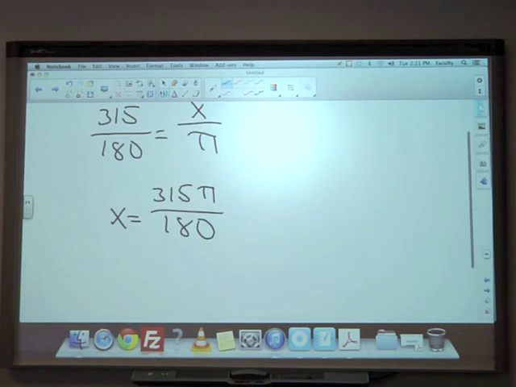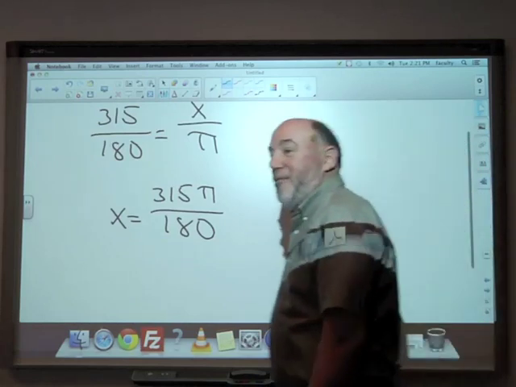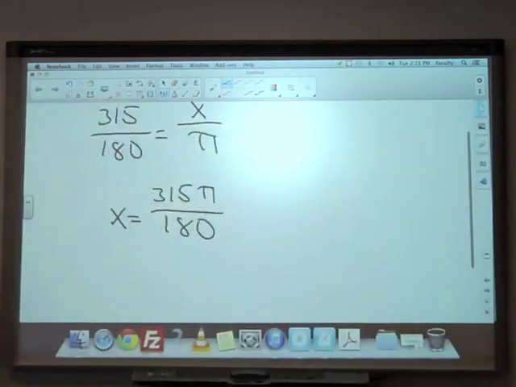So what is 3 plus 1 plus 5? It is 9. What is 1 plus 8 plus 0? Is it also 9? Right. And now, I also know right away that 45 can go into both, because 5 goes in there, 9 goes in there. 9 is not a multiple of 5, therefore 45 also goes into both numbers. So we end up with 7 pi over 4.